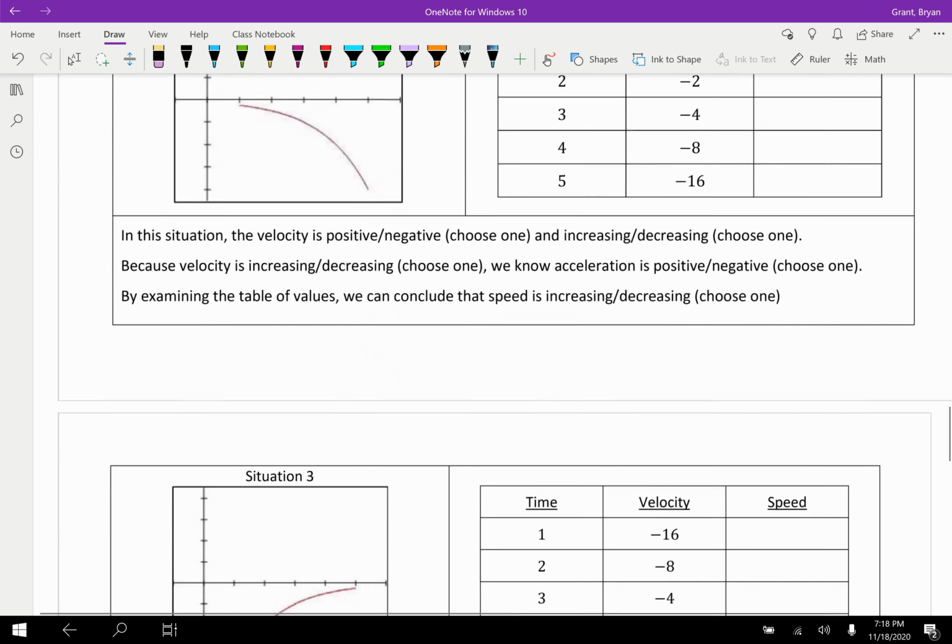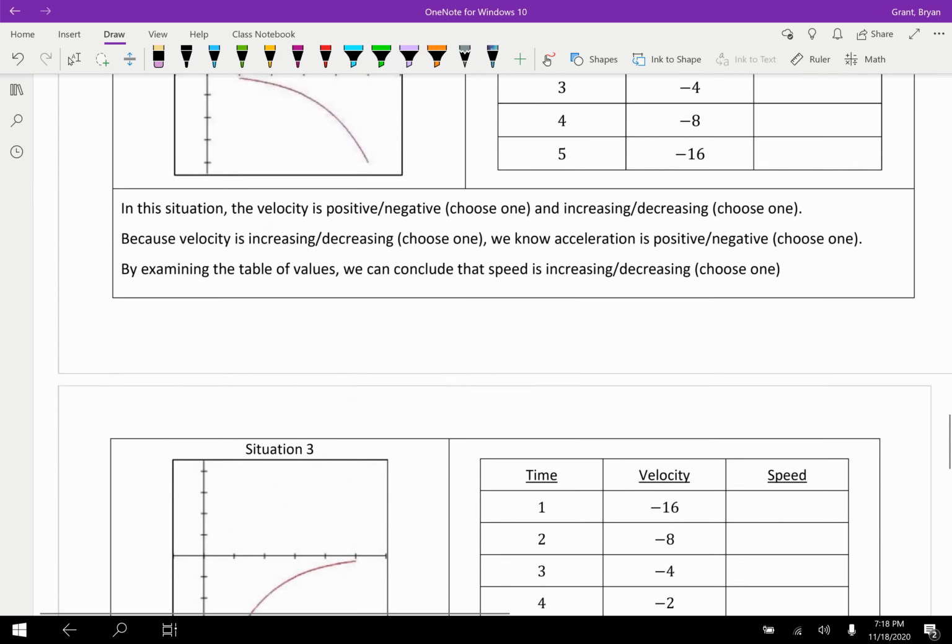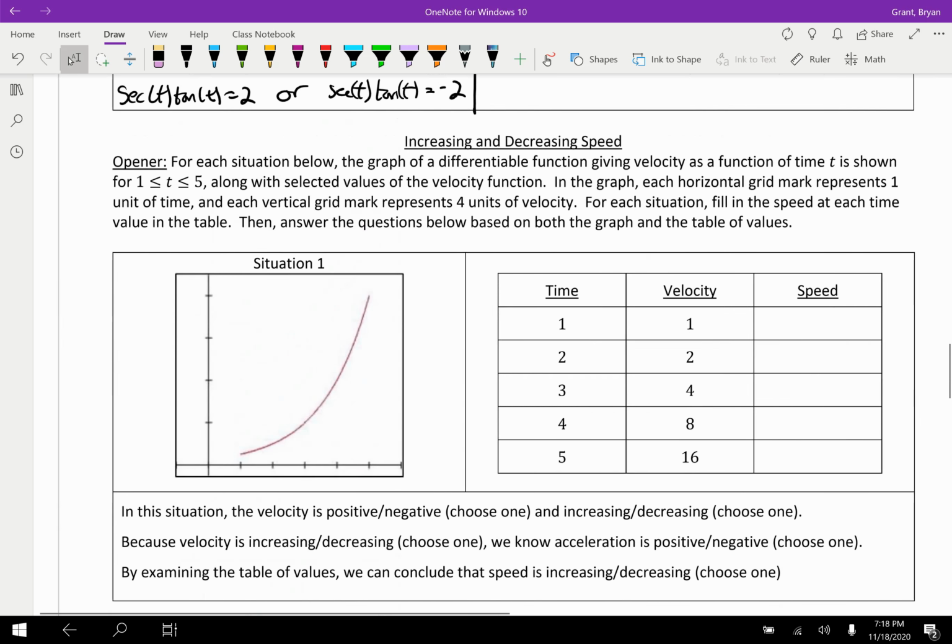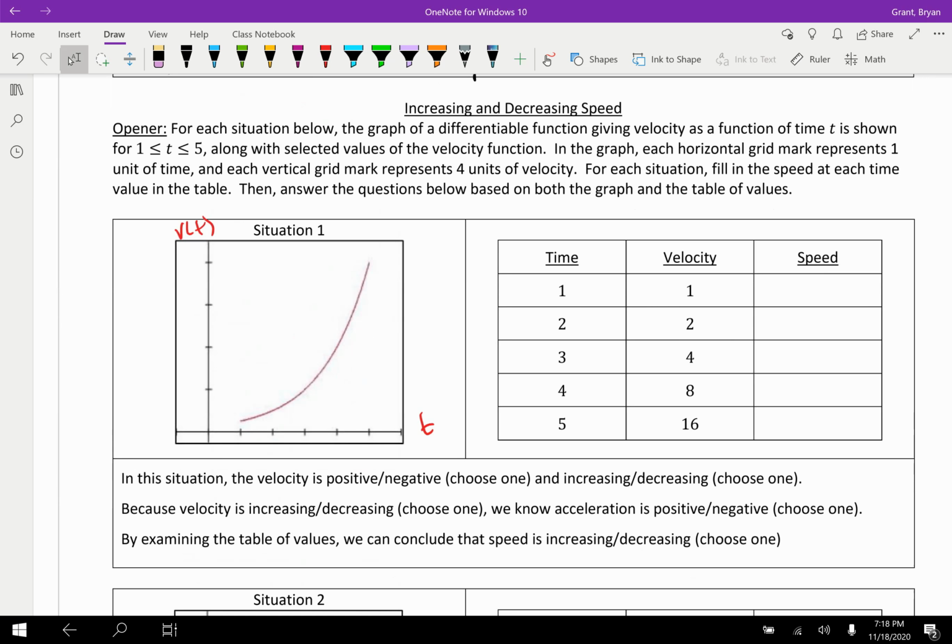Now, I've given you 4 situations, and the situations are all fairly similar. This is the graph of velocity every time. So you can label your y-axis as velocity if you'd like. In this graph, each horizontal grid mark represents 1 unit of time, and the vertical represents 4. You don't really need to know that, though. For each situation, fill in the speed at each time, then answer the questions based on the graph. So I'm going to do 1 and then have you guys try 3 more.